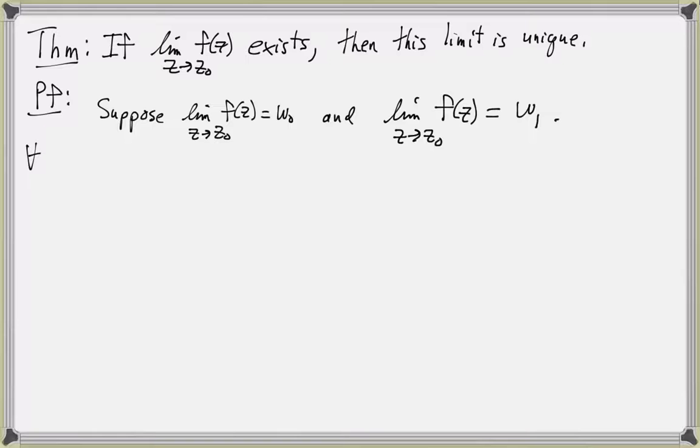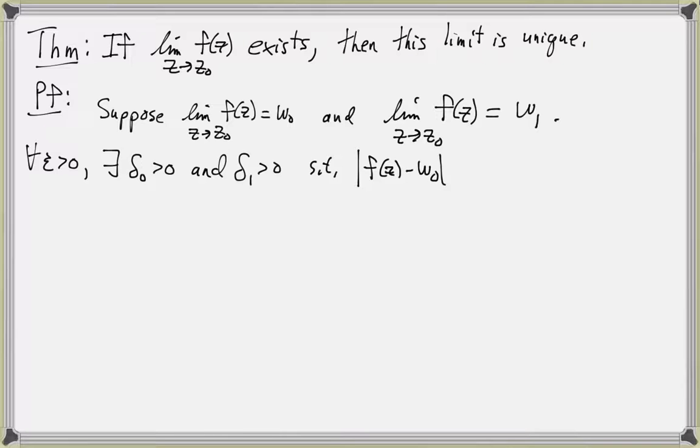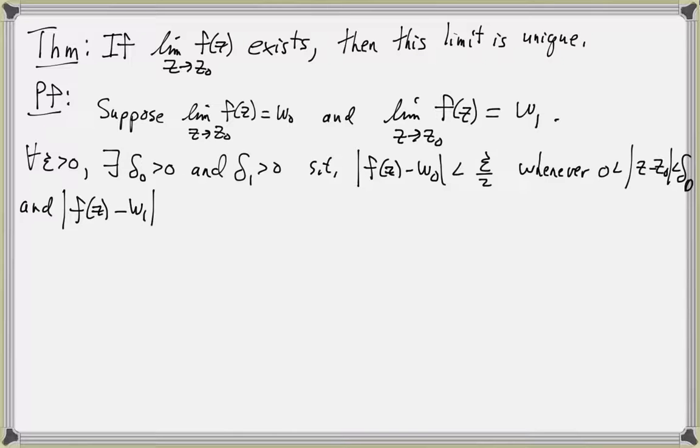So by definition, for every epsilon greater than 0, there exists a delta 0 greater than 0 and delta 1 greater than 0, such that the absolute value of f of z minus w0 will be less than epsilon over 2 whenever |z minus z0| is less than delta 0 and greater than 0, and the absolute value of f of z minus w1 will be less than epsilon over 2 whenever |z minus z0| is less than delta 1 and greater than 0.